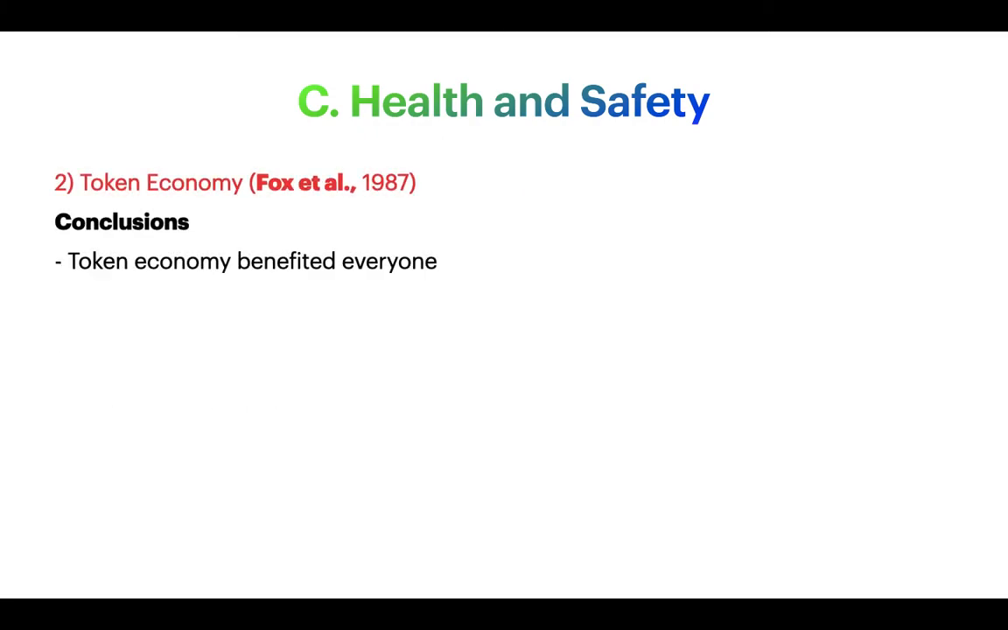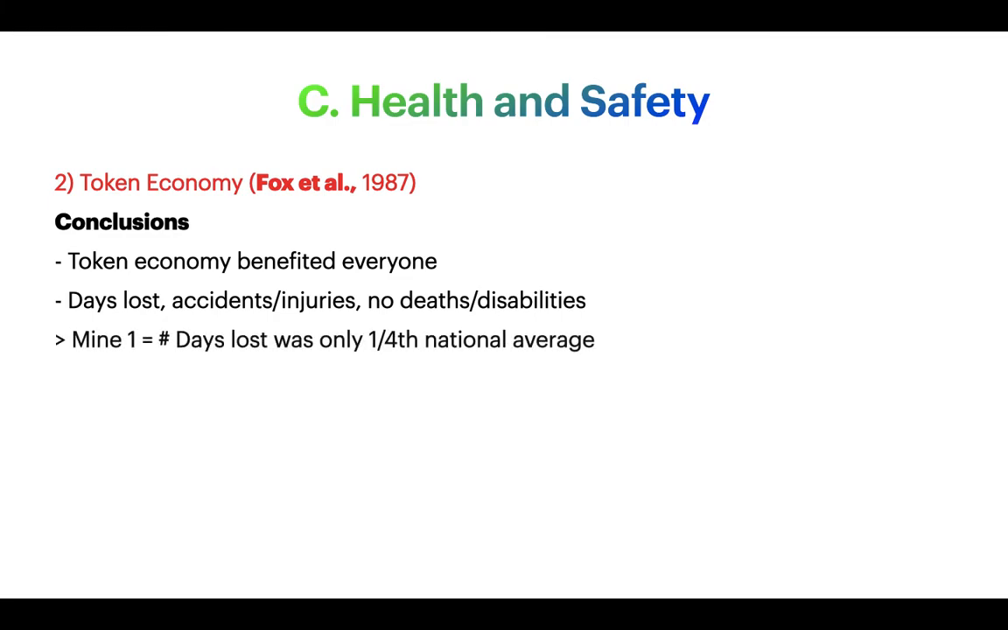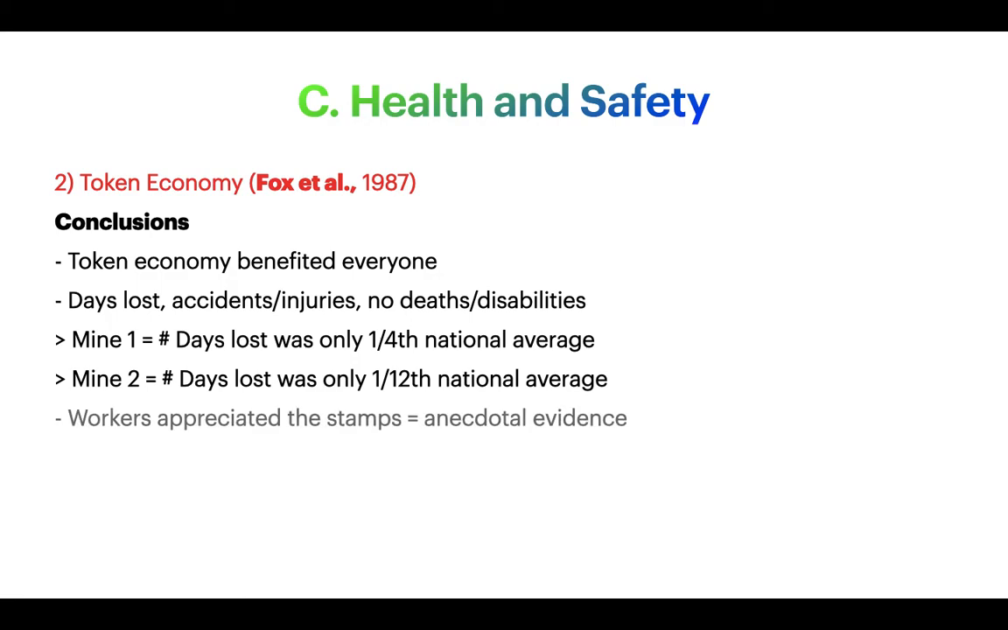Conclusions. Token economy benefited everyone. The days lost were reduced, accidents, injuries were reduced, no deaths, no disabilities. Everybody's happy. Mine number 1, the number of days lost was only now 1/4 the national average. Can you imagine earlier on it was so many more times the national average? Now it's barely 1 time, right? 1/4 of the national average. Mine 2, days lost was only 1/12 the national average, even less, right? Very, very little.